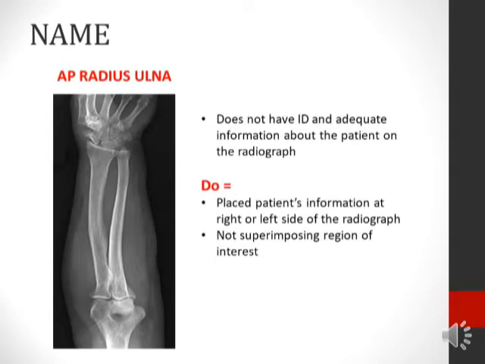And lastly, for the evaluation based on placement is name. For this radiograph, it does not have ID and adequate information about the patient on the radiograph. So we should place the patient's information at the right or left side of the radiograph, not superimposing any region of interest.